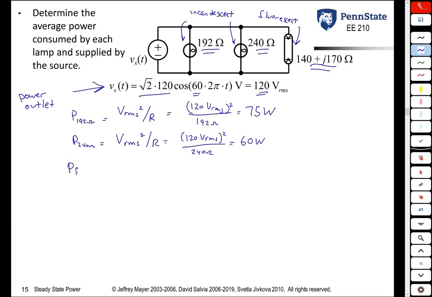How about the power absorbed by the fluorescent bulb? This is more complicated. Because we have a complex impedance, we need to use the more general equation for finding its average power. So we need not only the voltage across the load, but we need the current through the load, and we need to compare the differences between the angles. So the current flowing through the fluorescent light bulb, let's label that as I sub FL phasor, is what?